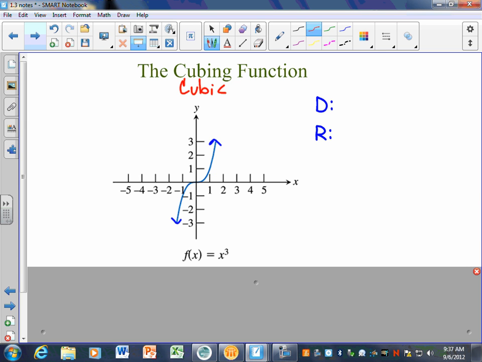Want to point out here that this was my example that I gave you of an odd function because it's exactly the opposite. Whatever you plug in on the positive side of the x-axis, you get the exact opposite on the negative side. So we'll throw out here that this is an odd function.